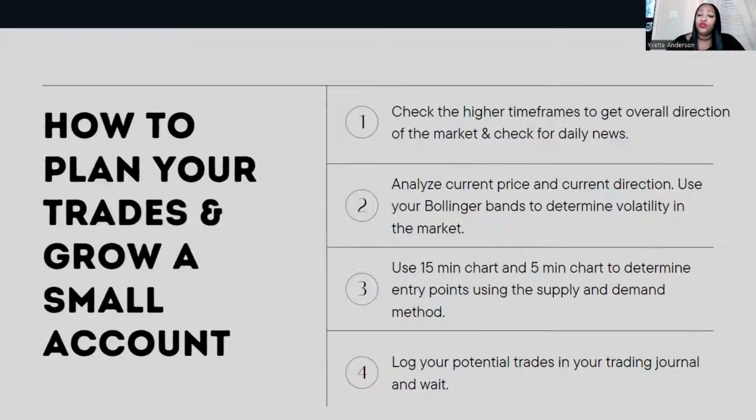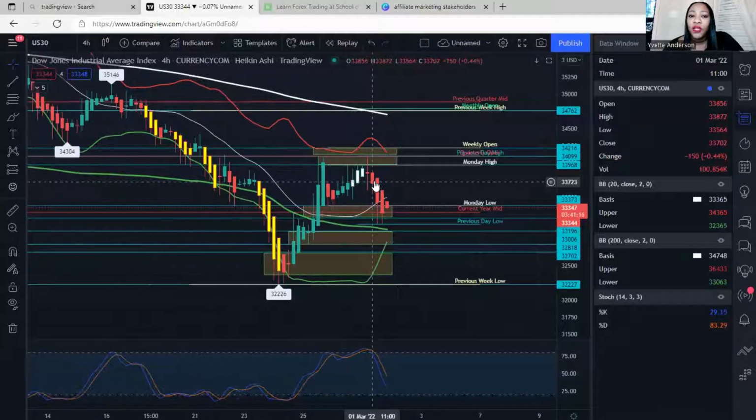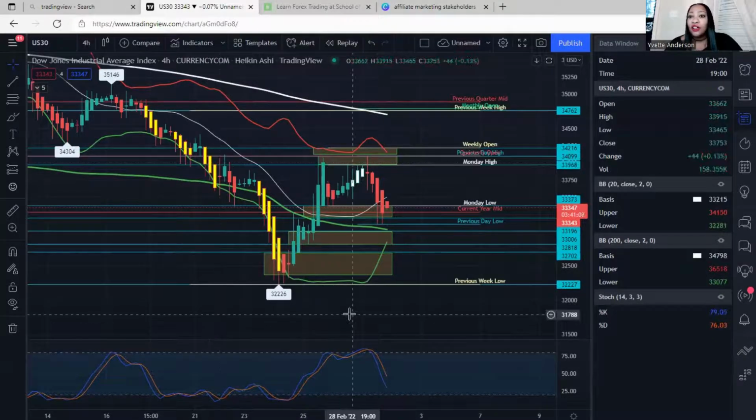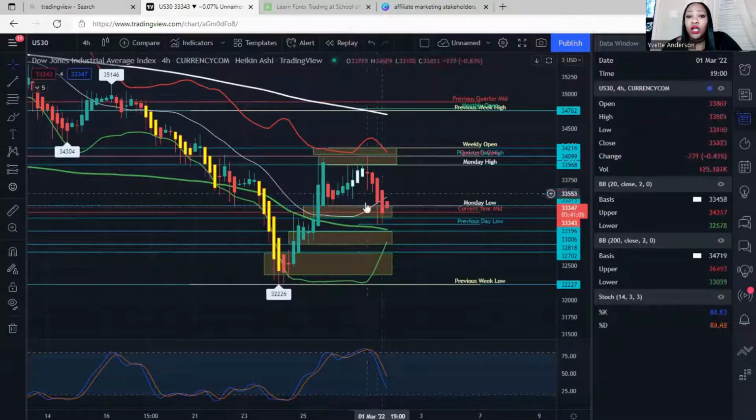And then what we're going to do now is use the 15-minute and 5-minute chart to determine entry points using supply and demand. Now, I use supply and demand zones, guys, to figure out where I'm going to get in on my trades. The reason why I do that is because if it's a zone that I feel like had high sells or high buys, or whatever you want to call it, that's a zone that I want to get in again, right?